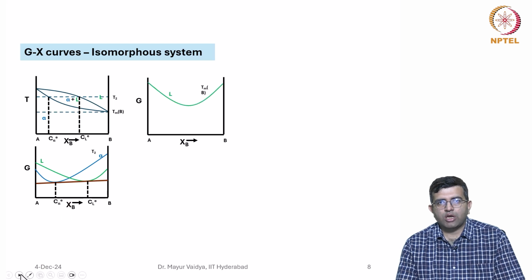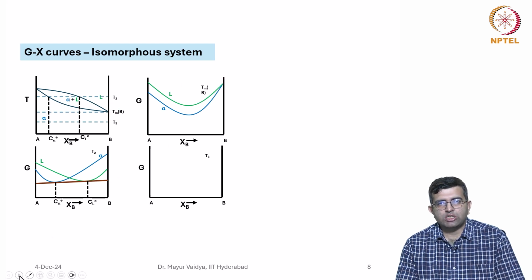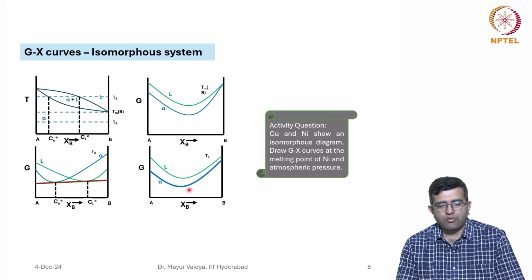Similarly, you can also try out other temperatures, like the melting point of B. At the melting point, the free energy of liquid and alpha will coincide with each other. Then you can also try at temperature T3, where simply the alpha phase will have the lowest free energy. As an activity question, you can try a copper and nickel phase diagram and draw the GX curves at the melting point of nickel and atmospheric pressure. Remember, G versus X is always drawn at a constant temperature and pressure.